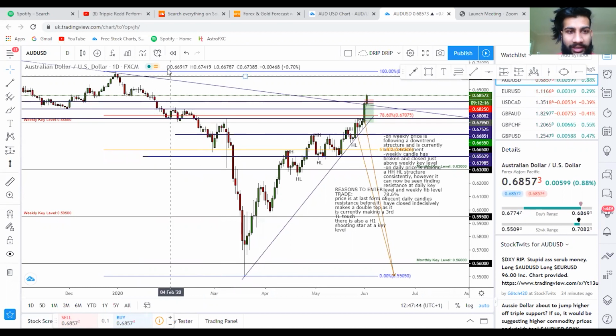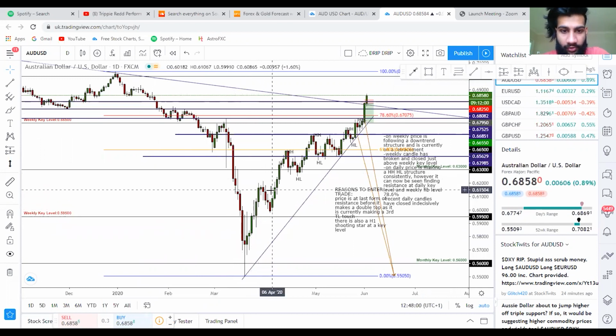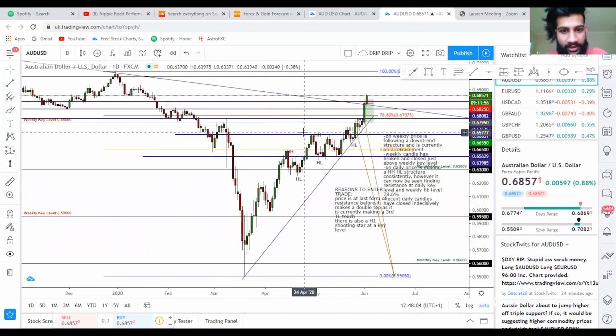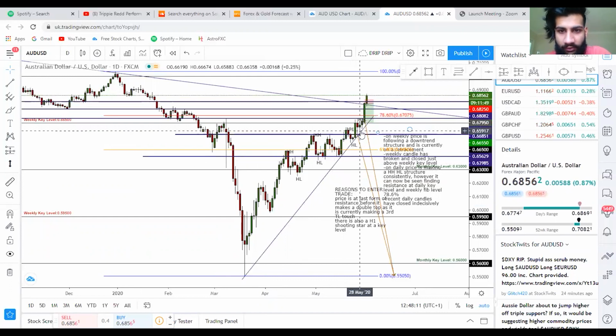Yes, on the weekly, it is in a downtrend, right? But the recent structure on the daily is making uptrend structure continuously. Higher low, higher high, higher low, higher high, higher low, higher high. If you go to the 4 hour, there was a higher low over there, but it carries on making a higher high.